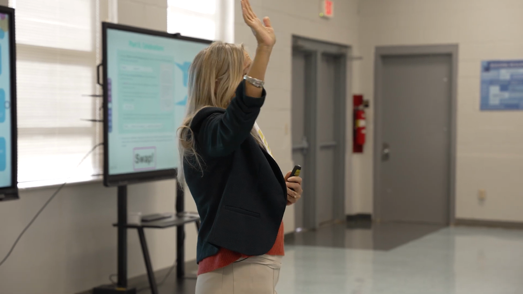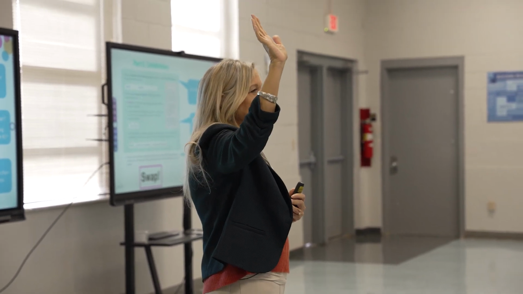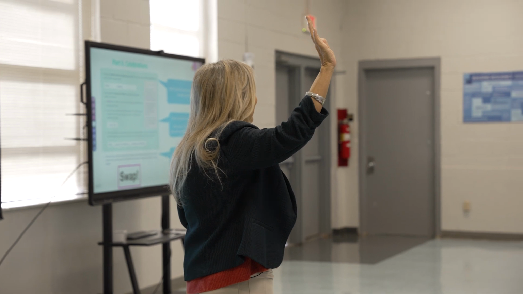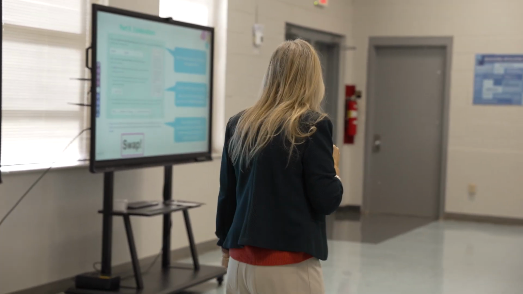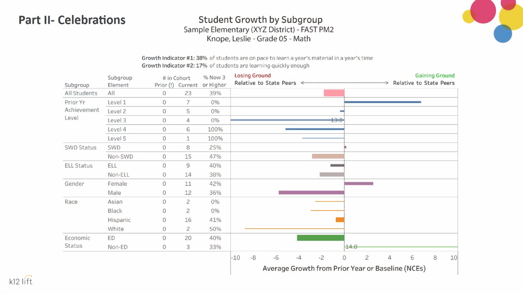I'm trying not to rush you, but I'm also trying to get all the way through the protocol. So let's talk together for a moment. For celebrations, which group did you see was growing the fastest? Did you notice that our level 1 students had a relatively thick bar pushing to the right? I noticed some of you saw other bars pushing right.